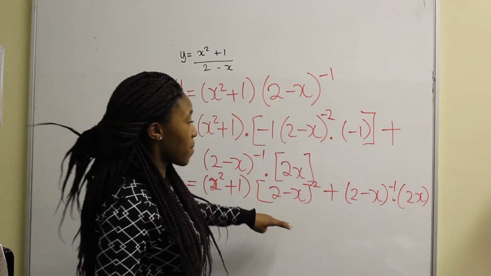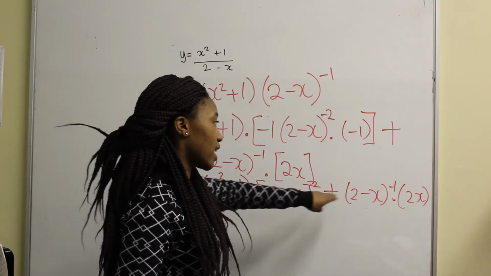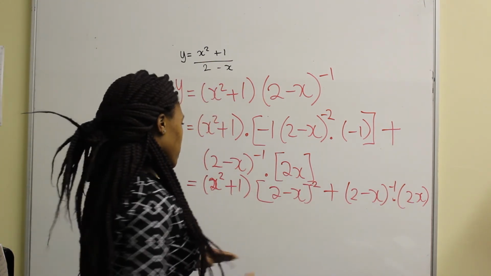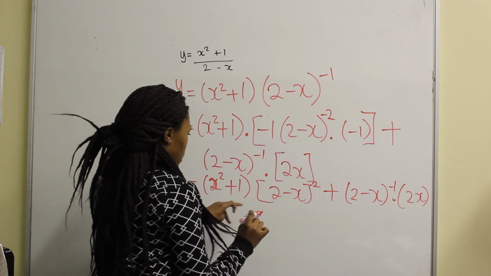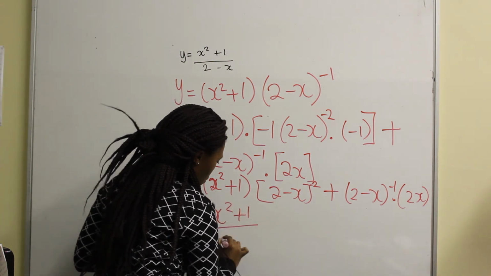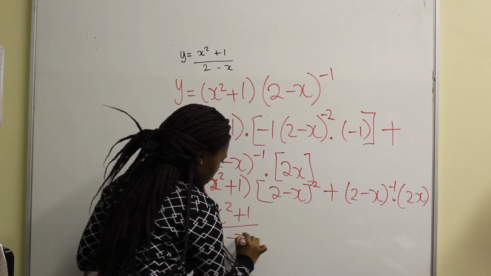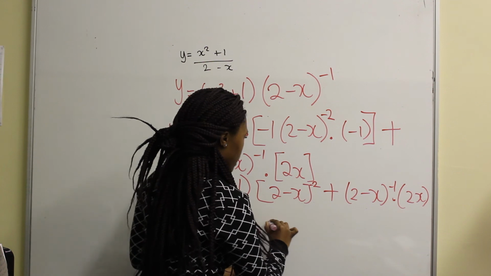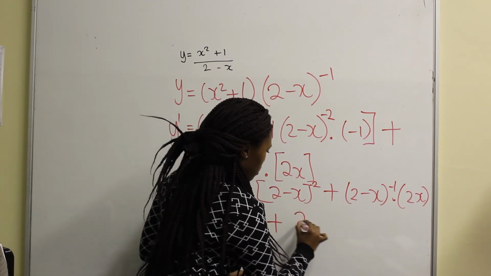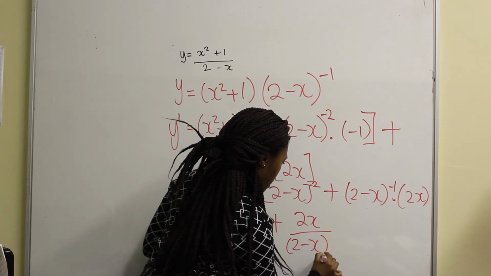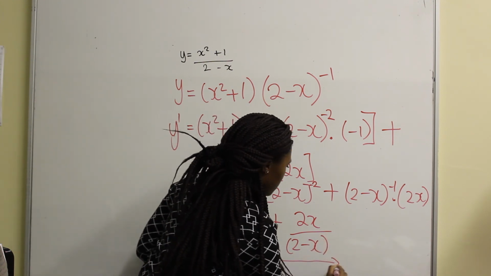But we also have to remember that Tina doesn't like negative exponents, so we always have to bring the negative exponents down. So it gives me x squared plus 1 over 2 minus x to the power of 2, add 2x over 2 minus x. And we're done.